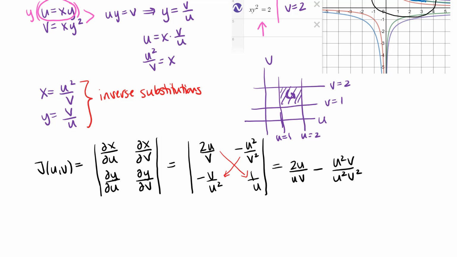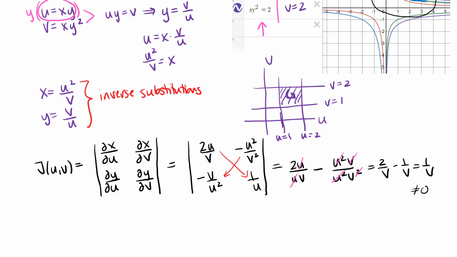I do get some nice simplifications here with some of these. All right, so I end up with 1 over v. One of the conditions for that Jacobian is that that should not be equal to 0. 1 over v is not equal to 0 anywhere, and in particular on the region we're interested in.